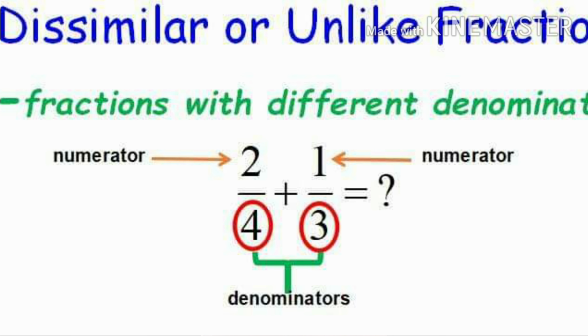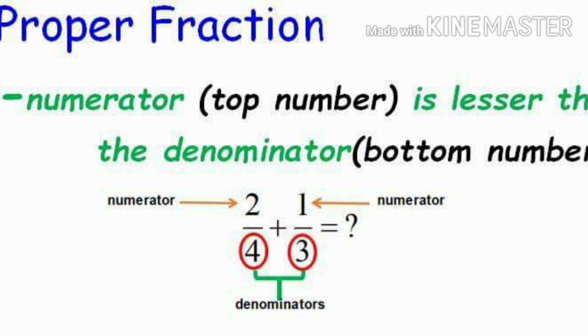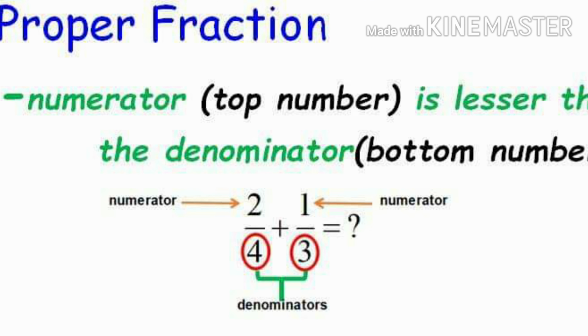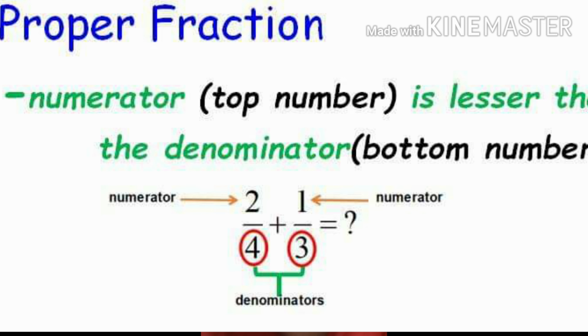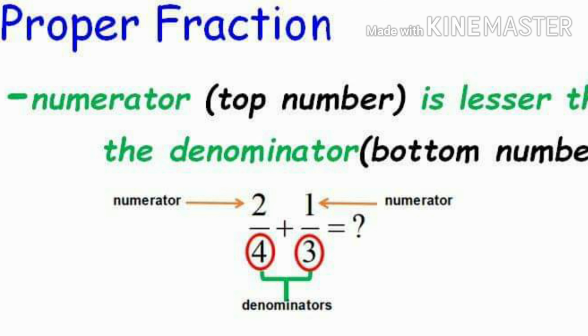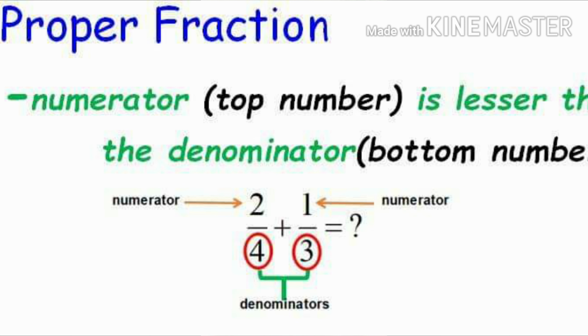Okay, so the examples given use 4 and 3 as our denominators. Next term that we might encounter would be proper fraction. So what do we mean when we say proper fraction? That means the numerator or the top number is lesser than the denominator, which refers to the bottom number. So in here, our numerators would be 2 and 1. Our denominators would be 4 and 3. Our numerators are lesser than our denominators. So that's what proper fractions would be.